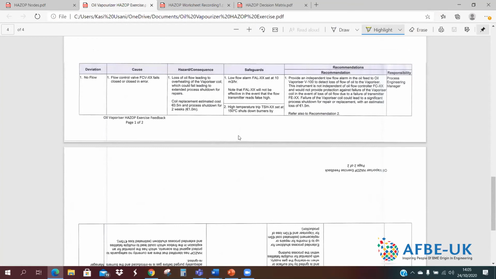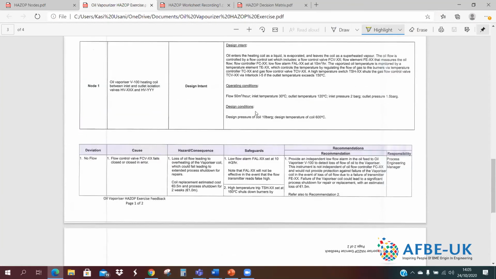So that's a standard HAZOP worksheet. At the top there, we've got the node description.